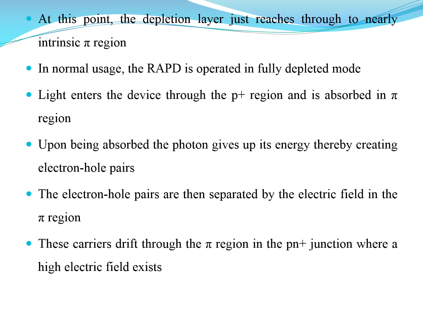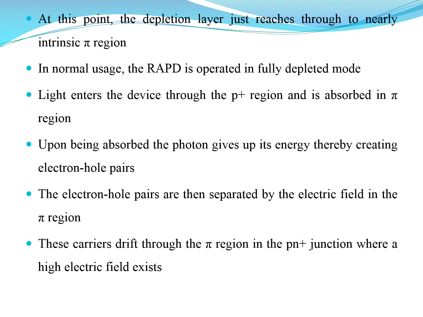So upon absorbing the photon, it gives up its energy, thereby creating electron hole pairs. So that is very important. The electron hole pairs are then separated by the electric field in this pi region. So these electron hole pairs get separated in this particular region by this electric field which is produced.